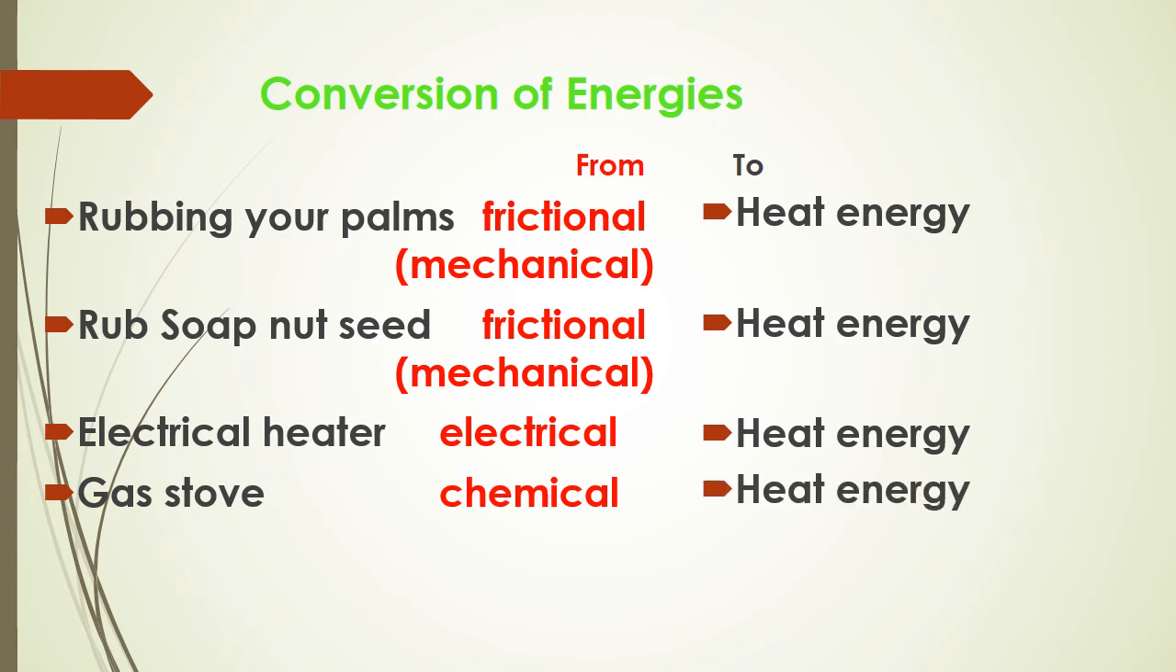Understand, children? So friction energy, rubbing, it is a mechanical energy converting into heat energy. Friction energy in rubbing the soap nut is converting into heat energy. In an electrical heater, the electrical energy will be converting into heat energy. In the LPG gas stove, the chemical energy will be converting into heat energy. Here the energy will be converting from one form to another form.